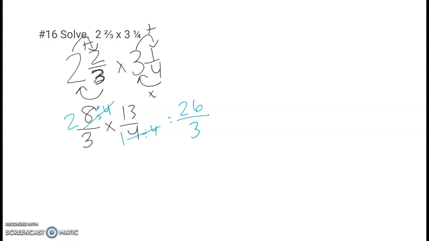There are no common factors, so I'm going to go into a division house because that is an improper fraction, and I need to turn it into a mixed number. 3 goes into 26 8 times. 8 times 3 is 24.